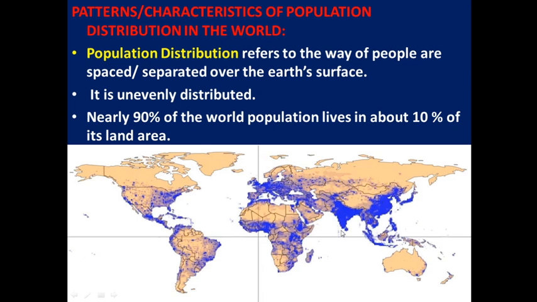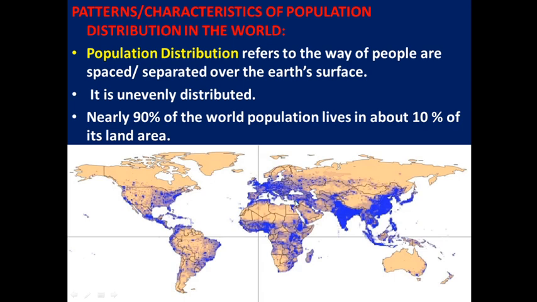the population distribution is very high. The density of population is very high. Here the density of population is medium. Here the density of population is quite high. And in these places people are not staying.